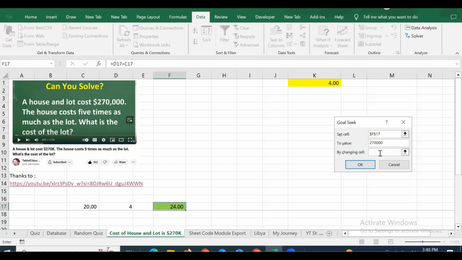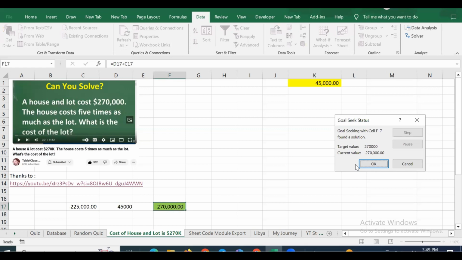The changing of x, right? This is our x. Okay, so we have named it k1. We can also write k1 here, that would also work, but we have named it x for readability and understanding purposes. So click OK. So this will work out the solution for you. So x value has come to 45,000.